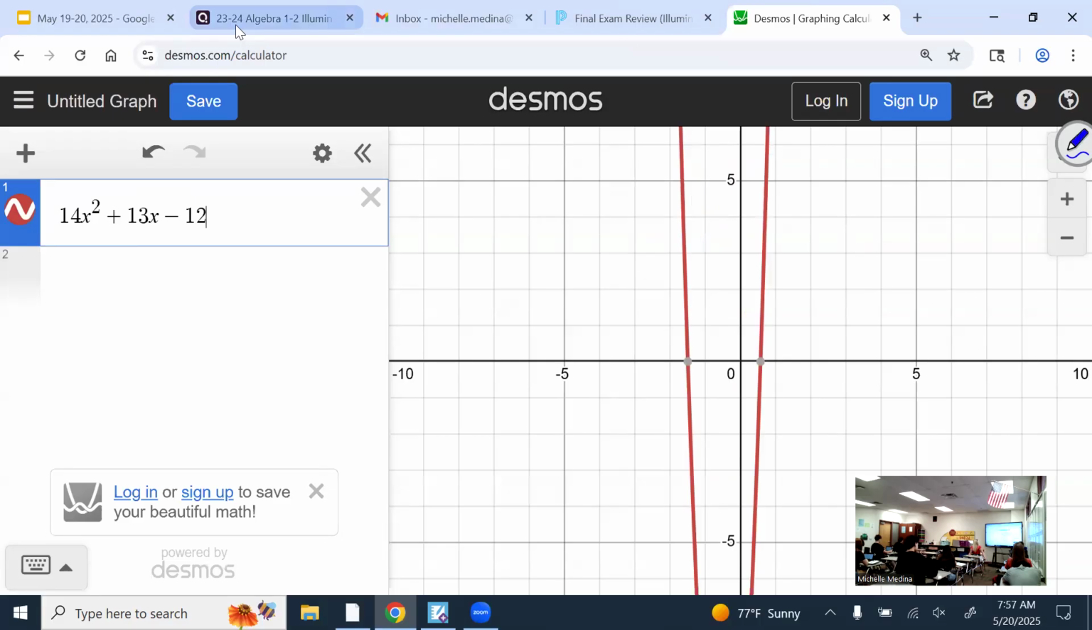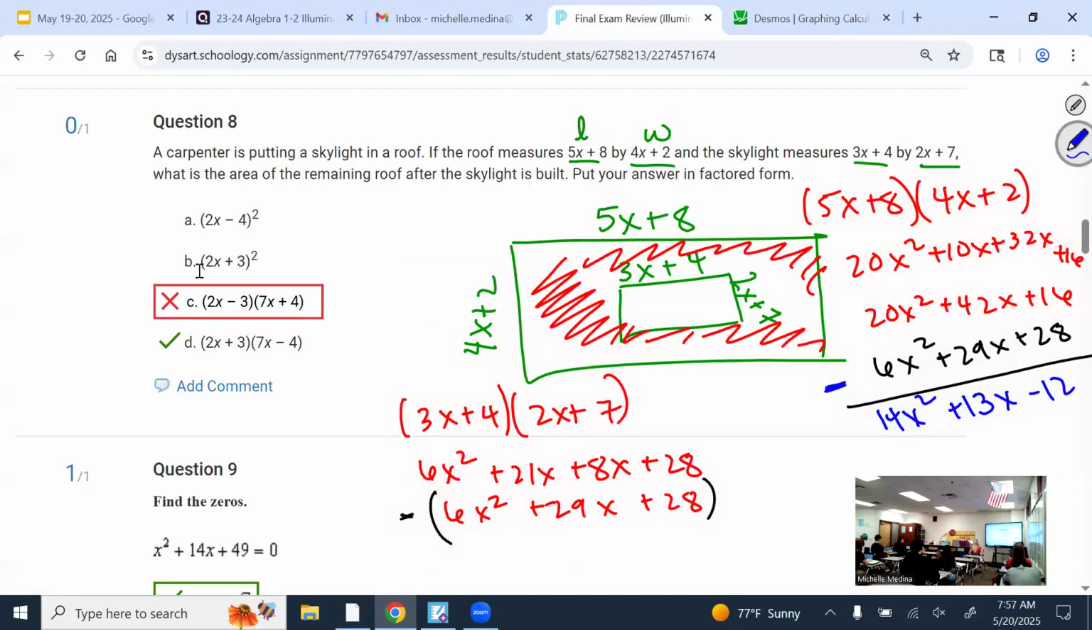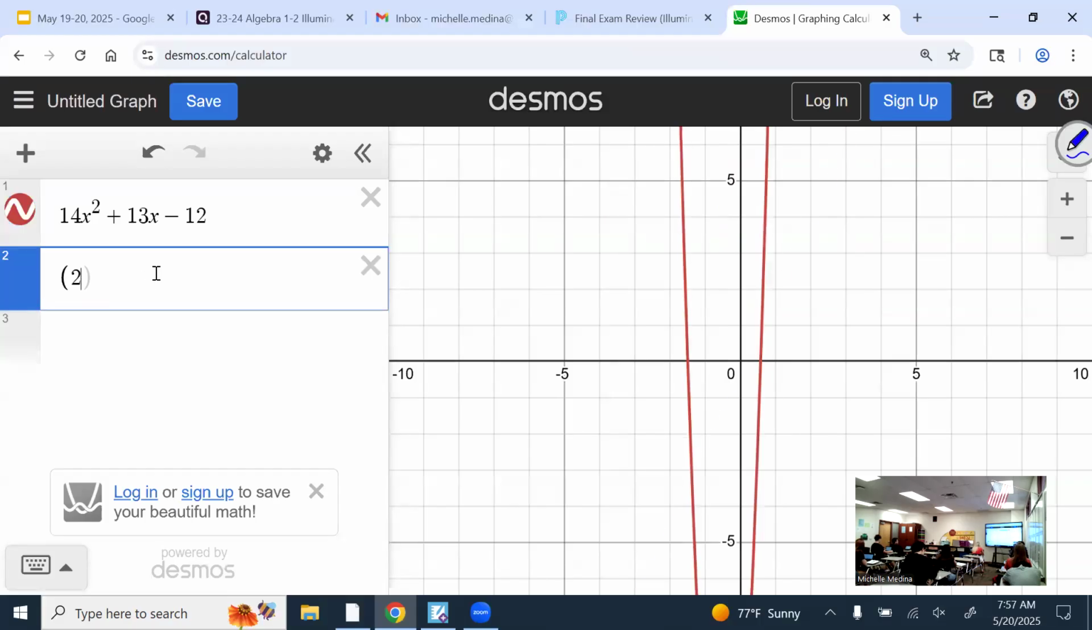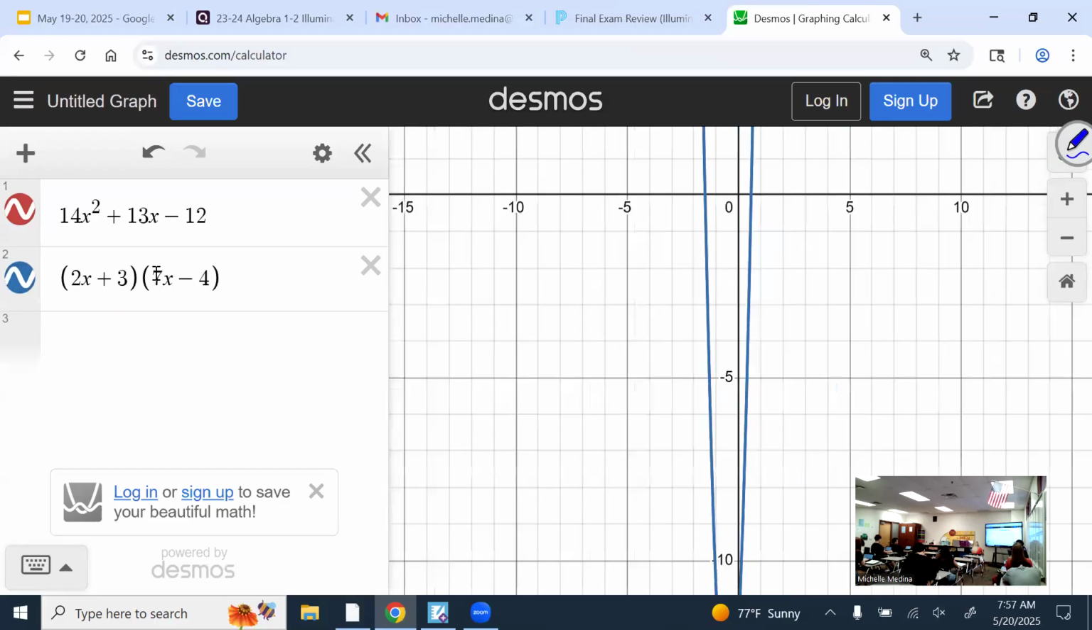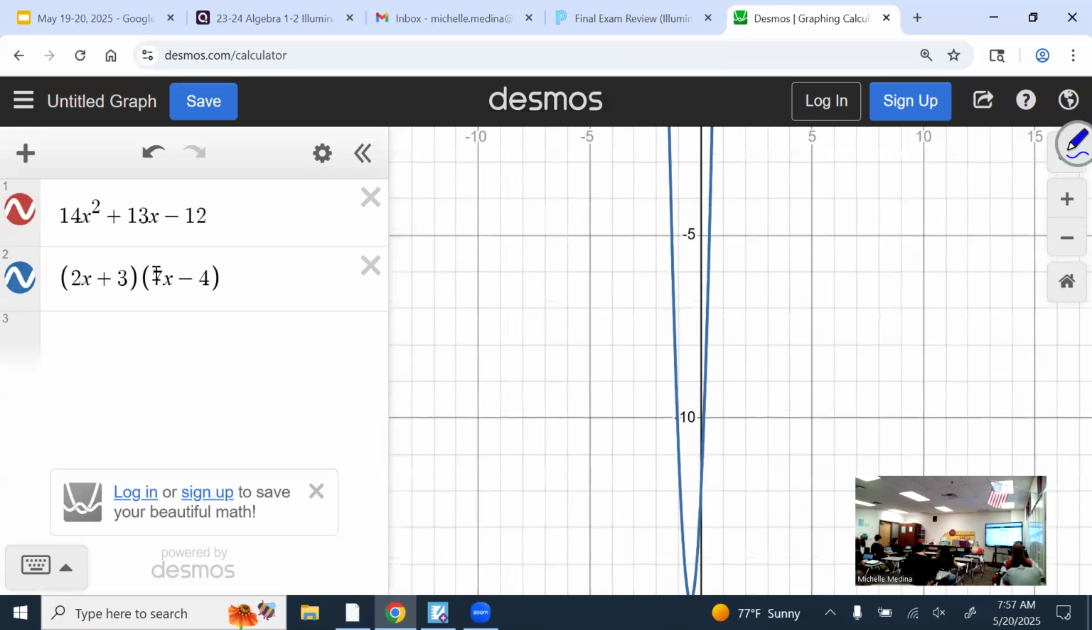Okay. And then typing in my answers. So the one that is correct, I'm going to type in and I'm going to show you how it overlaps the graph. So 2x plus 3 times 7x minus 4. Right? If they're equivalent, then they will overlap each other. So if you just stop at this part, you don't technically have to factor it because that would take a lot of steps as well. You could now type in your multiple choice answers and find it.